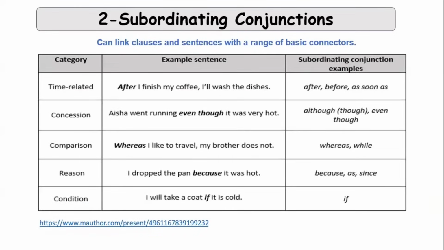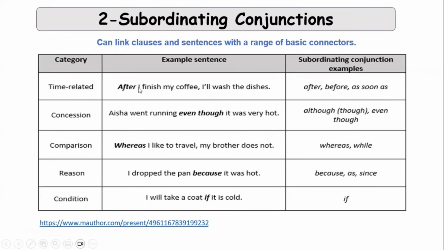Okay, another topic is the subordinating conjunctions. Here I'm using the can-do statements in the assessment planner. Can link clauses and sentences with a range of basic connectors, but it seems that the focus will be on the subordinating conjunctions. Those are conjunctions that link two clauses together, okay? One of them depends on the other.